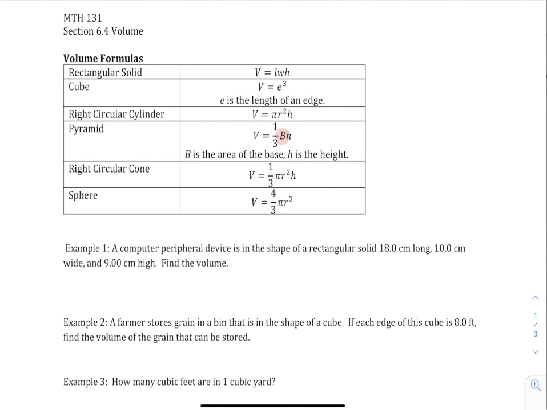So if we know that we have a rectangular solid, we want to find the volume. First, make sure that all the units are the same. In this case, they're all centimeters. And so we do our length, 18.0, our width, 10.0, and our height, 9.00. And our volume is 1,620, and our units will be cubic.